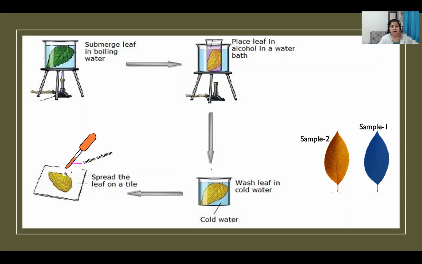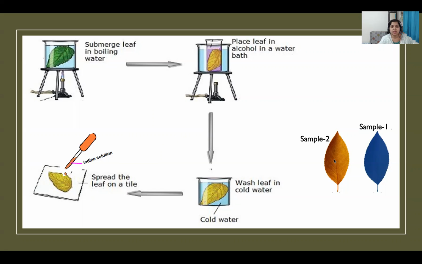So when you add iodine solution to both of the colorless leaves, you will observe in sample 1, which was kept under the sun, it will turn into blue color. It means starch is there. There is the presence of glucose. It means photosynthesis has occurred.